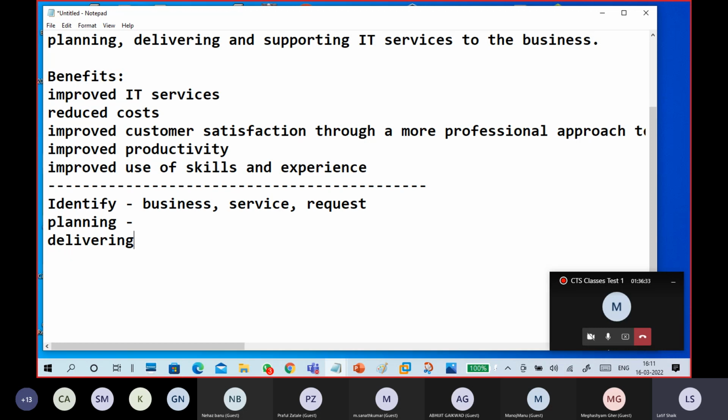So, delivering the business. What is delivering a business? When you have a business, you made the product. Are you ready with the providing services? So deliver to the customers. Delivering means deliver to the customer.